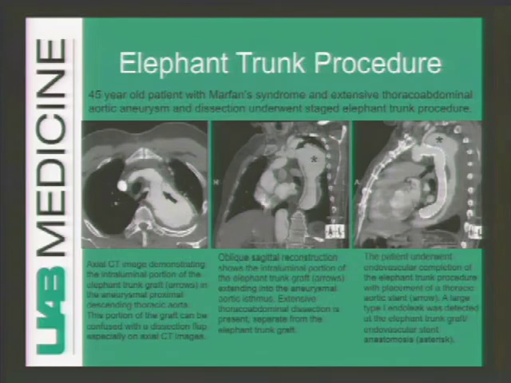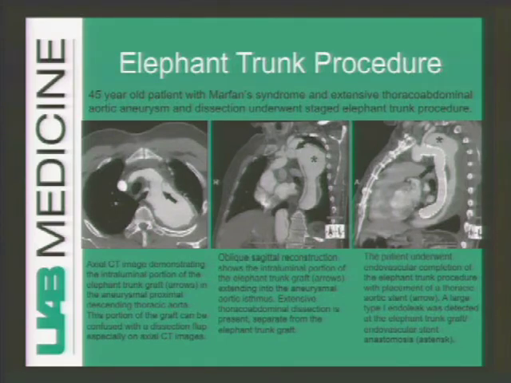Here are some images from a 45-year-old patient with Marfan syndrome who had a thoracoabdominal dissection and aneurysm. This is after stage 1 of the elephant trunk, and you can see on the first picture the portions of the graft that are hanging out in the proximal descending thoracic aorta. These can be confused for dissections, but it's intentional, and so you don't want to make that mistake.